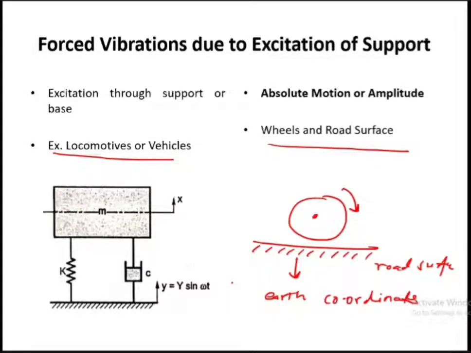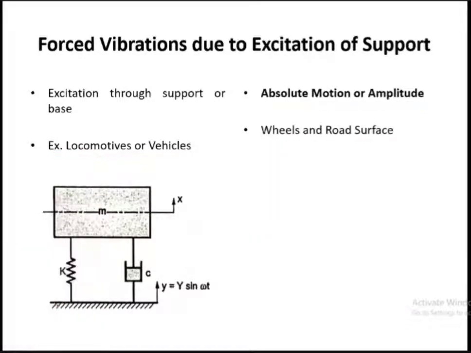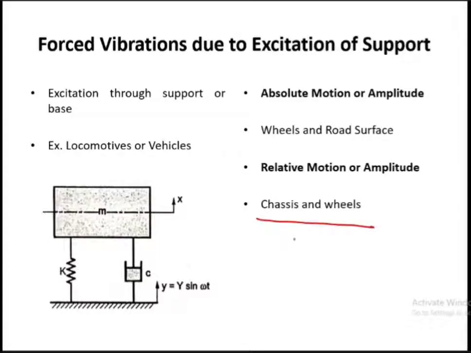Okay. So absolute motion or absolute amplitude of a mass means its motion with respect to the coordinate system attached to the earth, right? That is, the motion of a system with respect to another fixed system, the coordinate system attached to the earth. So I can say that the motion between the wheels and the road surface is called the absolute motion or amplitude. Now similarly, what is relative motion? Relative motion is nothing but the motion between the chassis and the wheels.